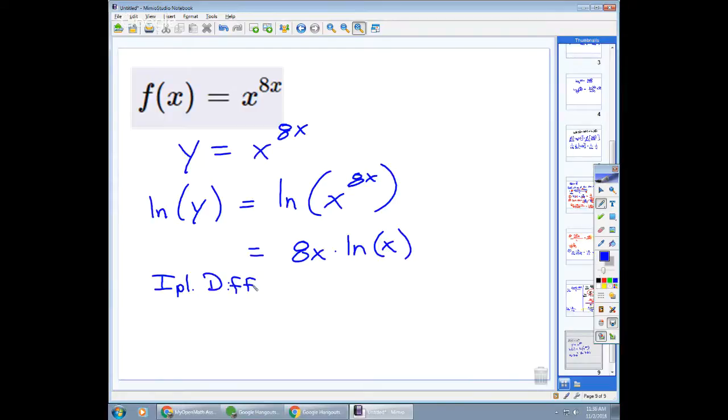What happens on the left side? I get y prime over y. Yep. That's always going to happen on the left side. On the right side, we've got to use the product rule. So derivative of 8x is what? 8 times the other function, natural log of x. Plus, we leave the 8x alone, and then we take the derivative of the natural log, which is 1 over x. And then we clean it up.